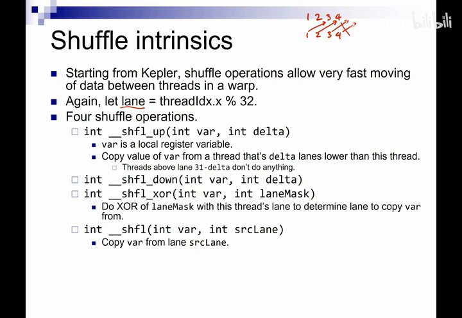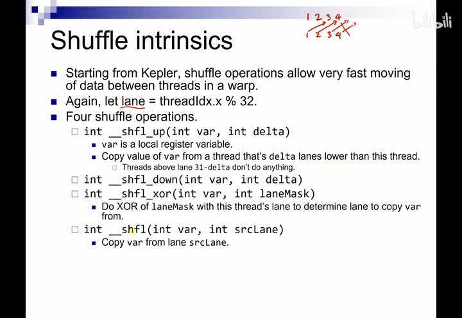Shuffle down is just like shuffle up, except you're going to copy your var to somebody who is delta lanes lower than you are. And then the shuffle XOR is going to take a value over here, this lane mask. What you're going to do is take your own lane and XOR it with this lane mask. That's going to produce a different lane, a number between 0 and 31. And then you're going to copy this value of var into that new lane, into this XORed lane.